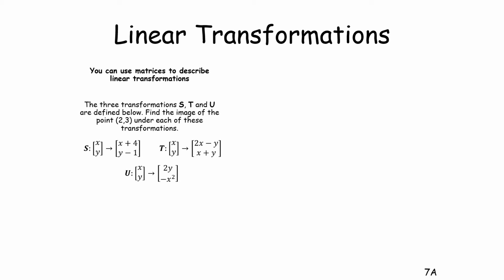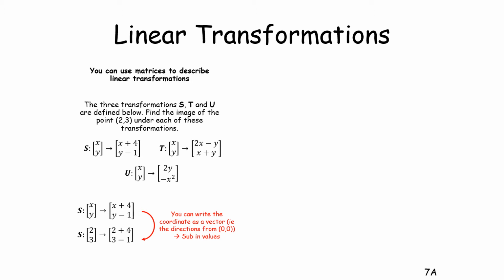The 3 transformations, S, T, and U, are defined below. Find the image of the point 2, 3 under each of this transformation. So if we take first one, S, so we see xy coordinate has been changed into x plus 4 and y minus 1. You can write the coordinate as a vector, i.e. the direction from the origin, and substitute the values. So the coordinate 2, 3 has now become 2 plus 4 and 3 minus 1. So under that transformation, S, the image is now 6, 2.